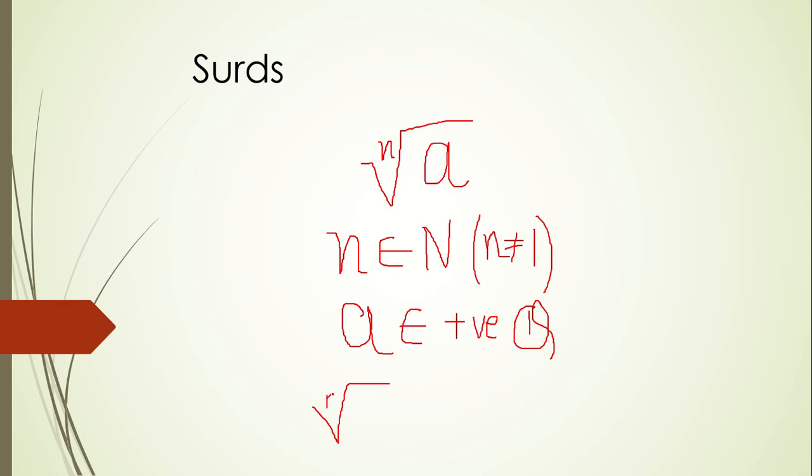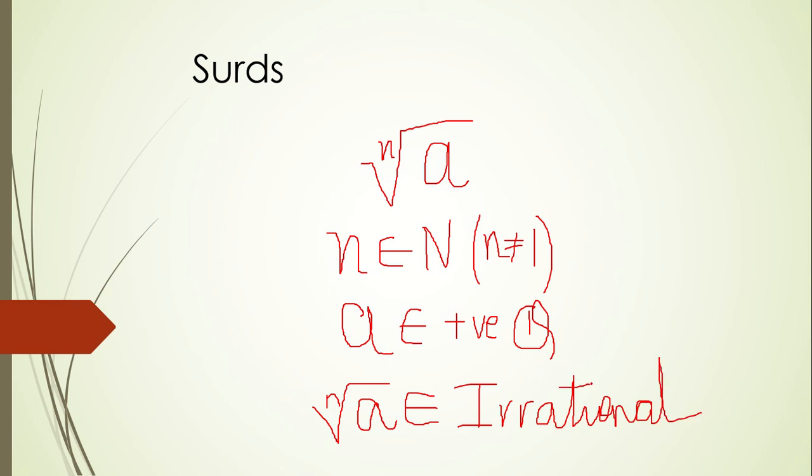should be an irrational number. Nth root of a should not be a rational number. Overall this number should be an irrational number.